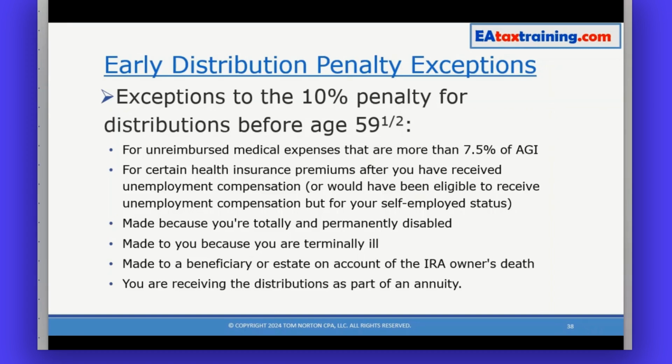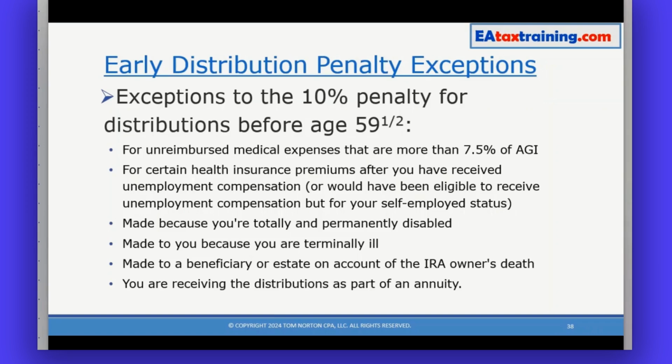So the way you can get around this 10% penalty is you can start receiving distributions from your IRA as part of an annuity. So let's say you have a pretty large IRA, you can go to your trustee and they can annuitize it for you. In other words, they can say, okay, we will give you monthly distributions for, it can be maybe for the rest of your life, or it can be for a set period of time, let's say for 30 years. Maybe they'll say, we'll give you monthly distributions from your IRA for the next 30 years of $2,000 per month.